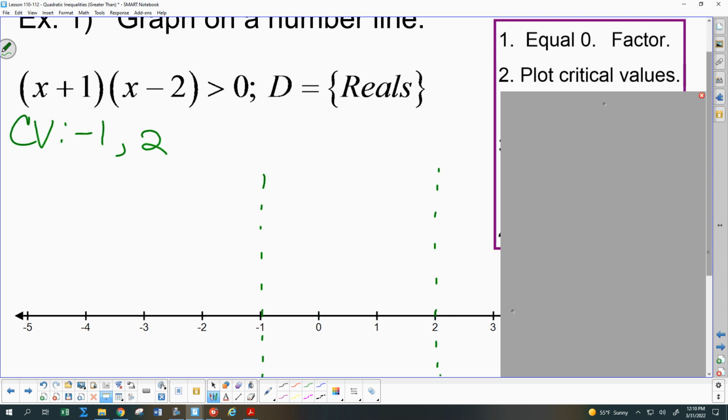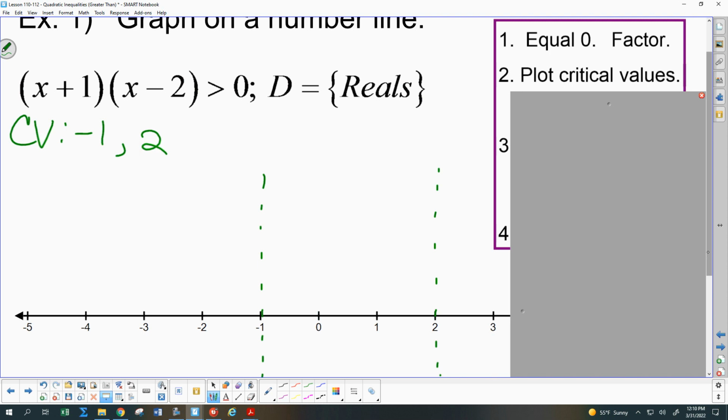Make sure that your number line goes farther to the left and farther to the right than those critical values. Don't have -1 be the farthest thing on the left. I need to see the -2. I need to see the 3 over here on the right. Do you see how this divides your number line into 3 parts? I have the part on the left, I have the part between my 2 dotted lines, and I have the part on the right.